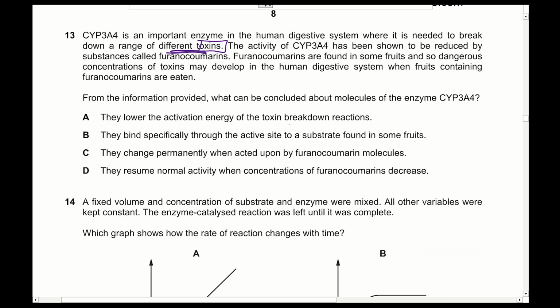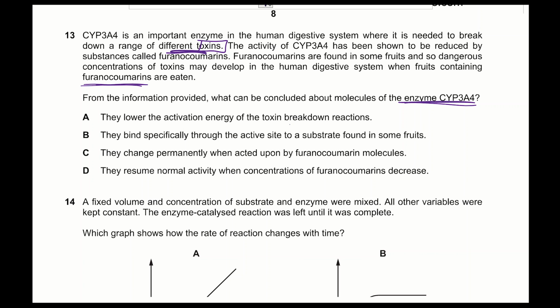So, furanocoumarins are potential inhibitors for that enzyme. However, the question is not specifying whether this is a competitive or a non-competitive inhibitor, since it did not mention whether increasing the concentration of the toxin overcomes the enzyme inhibition or not. Now, from the information provided, what can be concluded about molecules of the enzyme cytochrome 3A4? Now, let's see the suggestions that we have here.